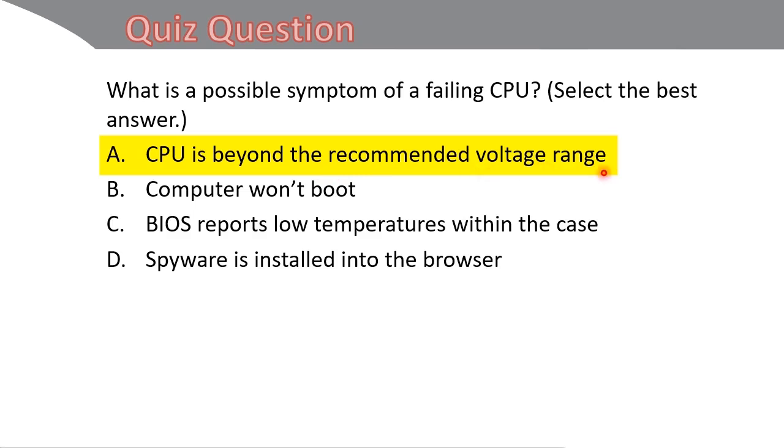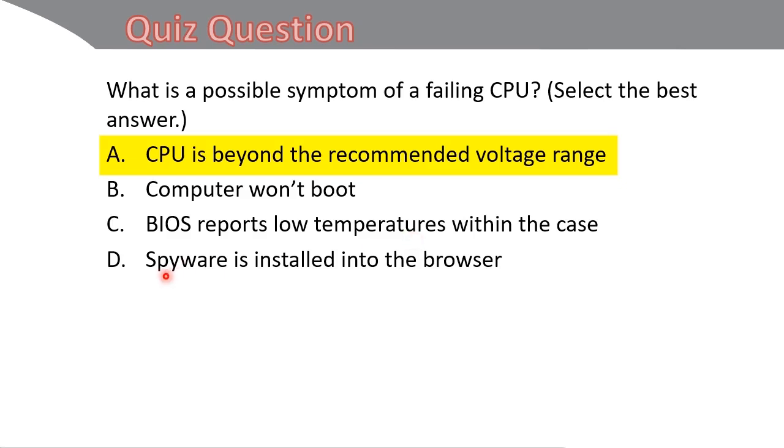If the CPU is running beyond the recommended voltage range for extended periods of time, it could be a sign of a failing CPU. It could be a sign of an overclocked computer, which could cause failure later. If the computer won't boot at all, another problem might have occurred, or the CPU might have already failed. Low case temperatures are a good thing, as long as they're not freezing. But low case temperatures is what we want.